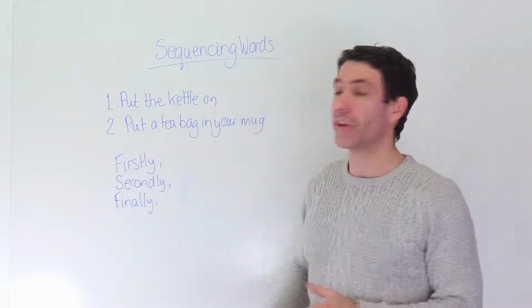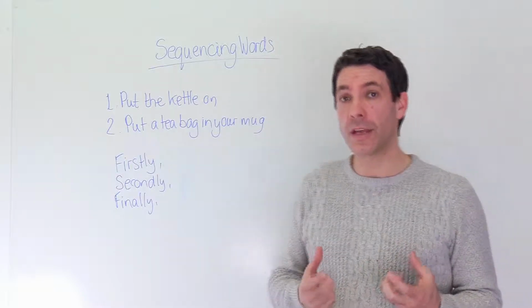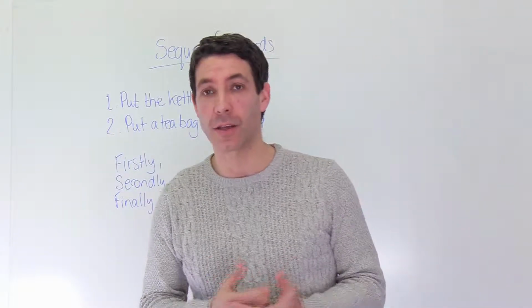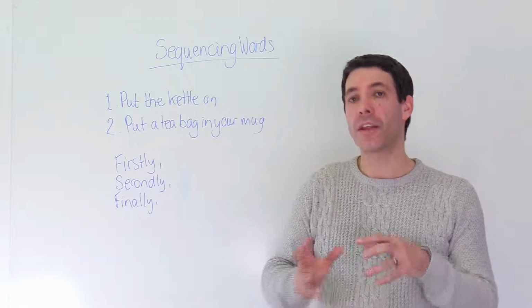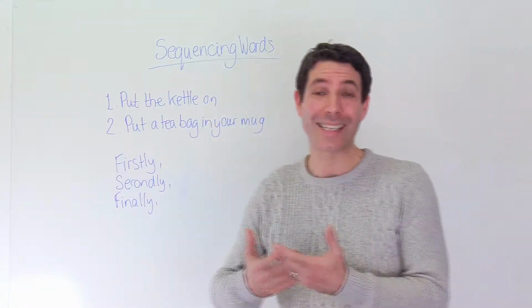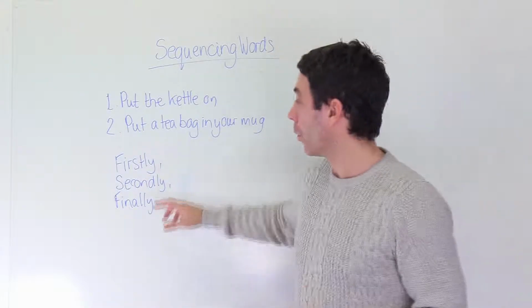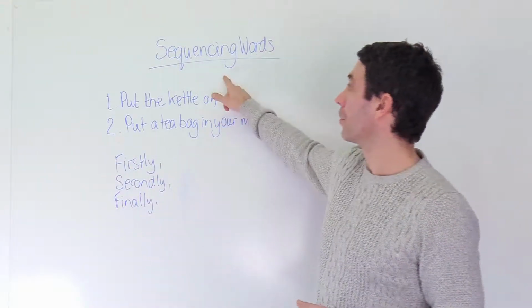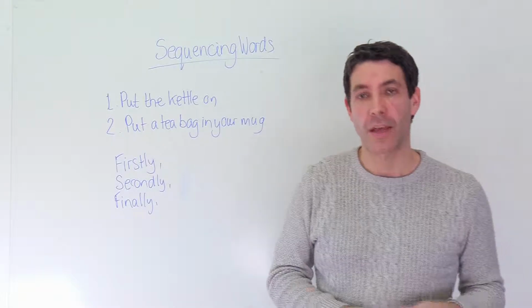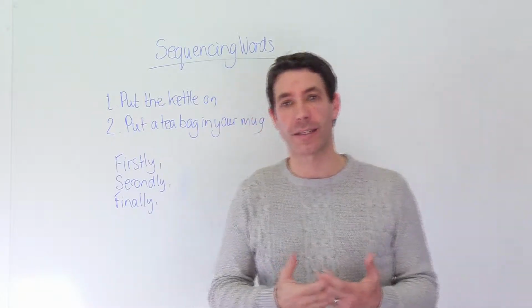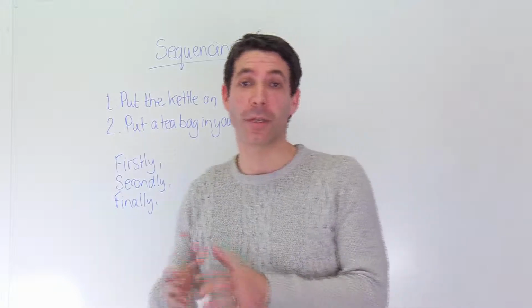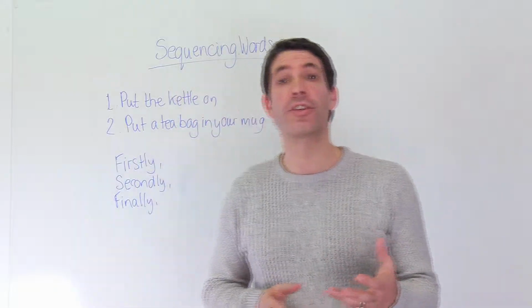Words such as firstly, secondly, and finally are words that we use to put our ideas into order when we're writing. And another way of describing order is sequence. So sequence just being a fancy word for order, we can describe these types of words as sequencing words. These are words that help us to put our ideas in order and to let the reader know what's coming next. And they're not just used for recipes.